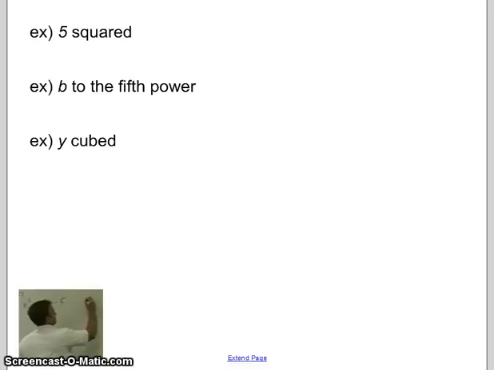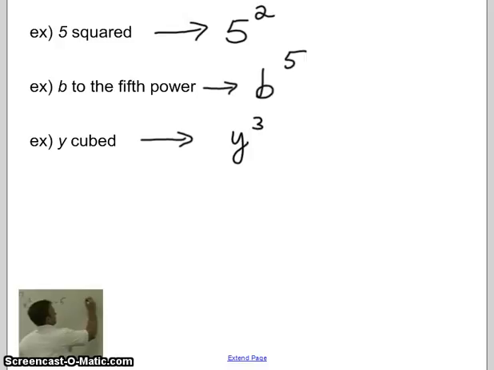Okay, so let's look at this again. 5 squared, well, that's 5 to the second power. b to the 5th power. y cubed, well, that means y to the third. Alright, and that's how we write all those out.